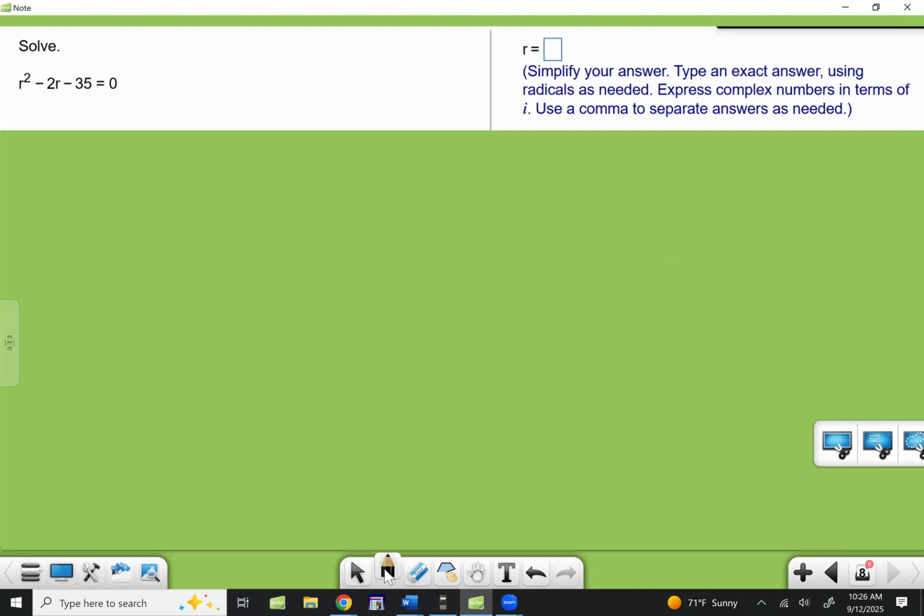Okay. So whenever I'm given a quadratic, where the highest exponent is 2, I always try factoring first. So let's see if we can find factors of the last number, things that multiply to make the last number and add up to the middle number.